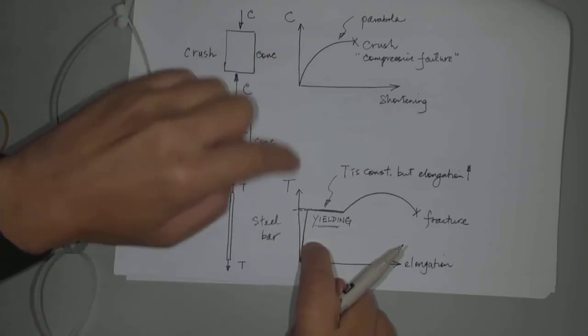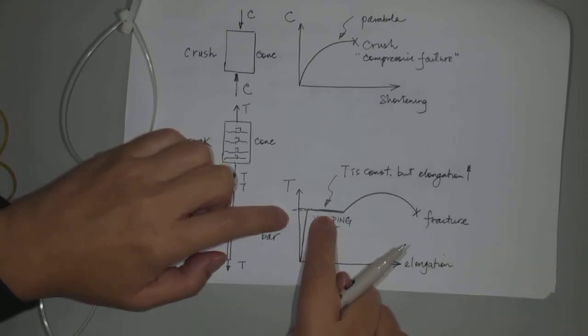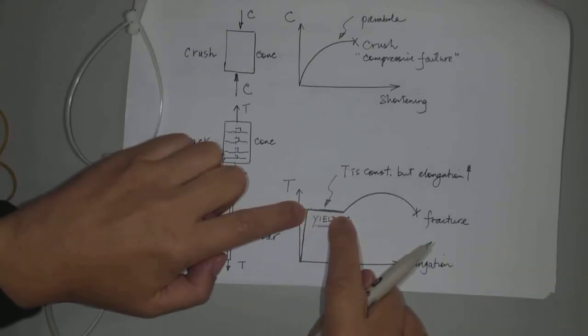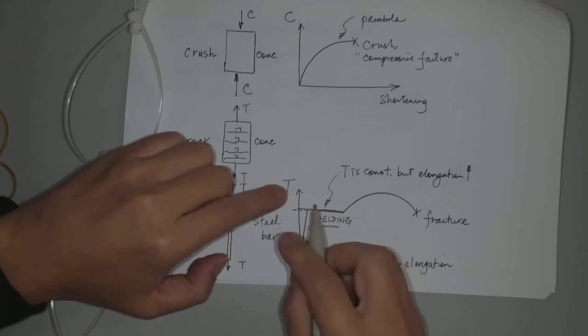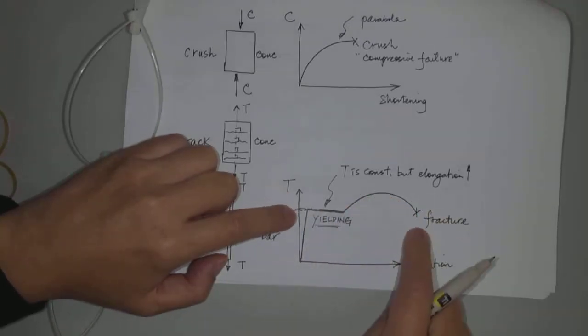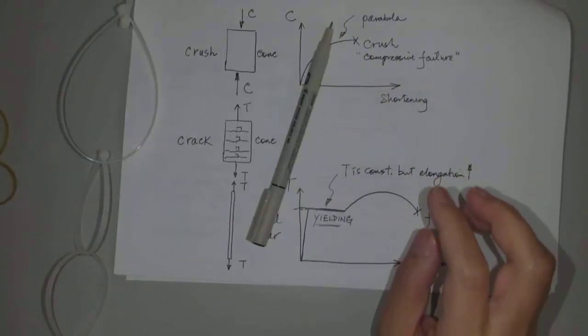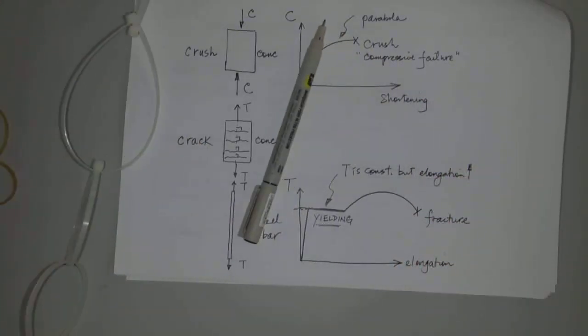That's the second major difference from concrete. And then it yields for a certain distance, and then it climbs up again. So you need to increase T again. And then finally it breaks into two parts. Okay?